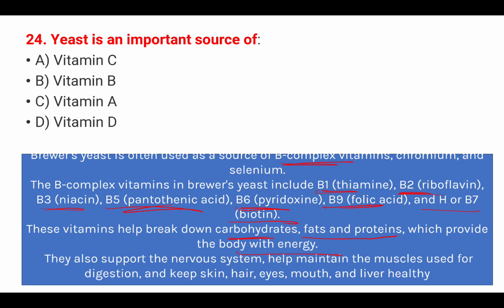And another importance of this vitamin is they also support the nervous system and they help in maintaining the muscles which are used for digestion, and they keep skin, hair, eyes, mouth and liver healthy. So these are some of the importance of vitamin B in our body, and yeast is an important source of vitamin B.